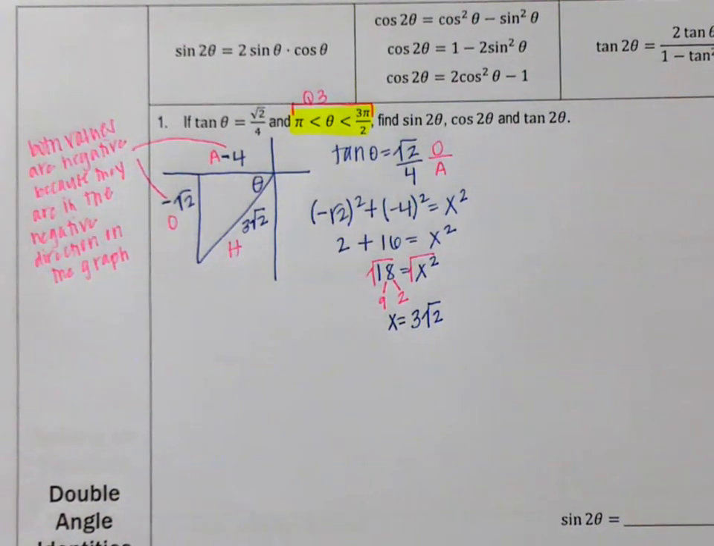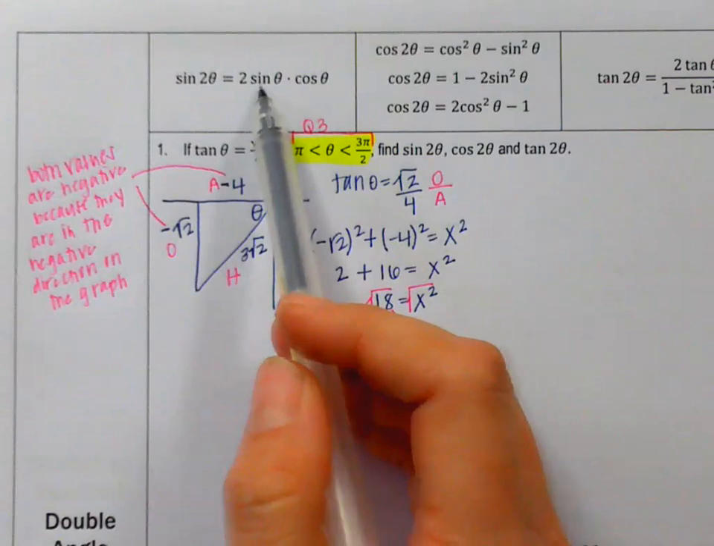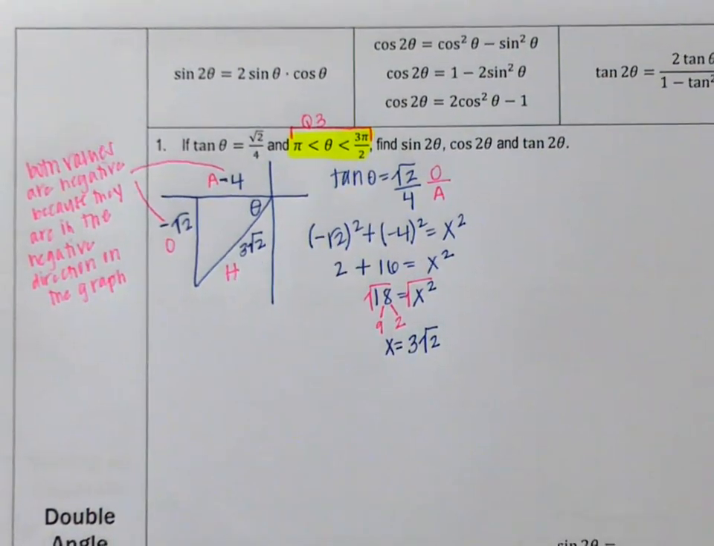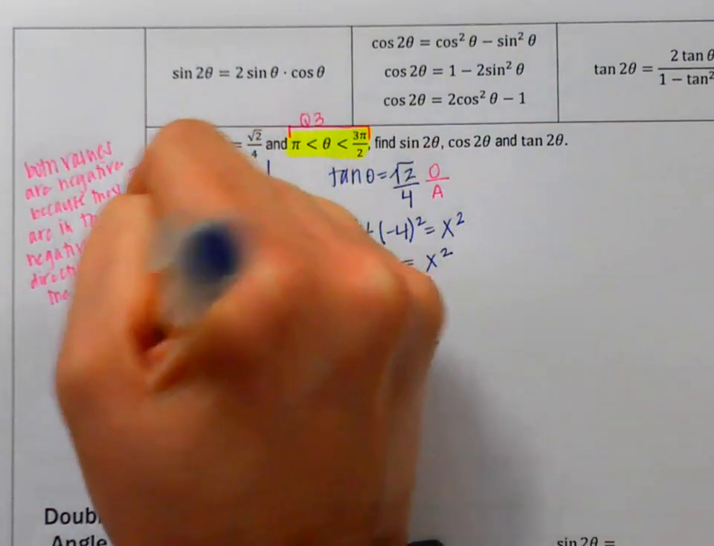Okay, so from there, I'm just going to figure out what my two other trig functions are. I have tangent, but to find sine of 2 theta and cosine of 2 theta, we clearly need sine and cosine, and then we're going to use tangent as well. So let's start with finding sine theta.